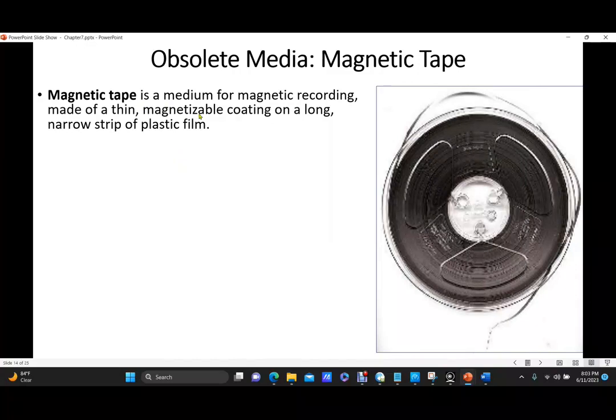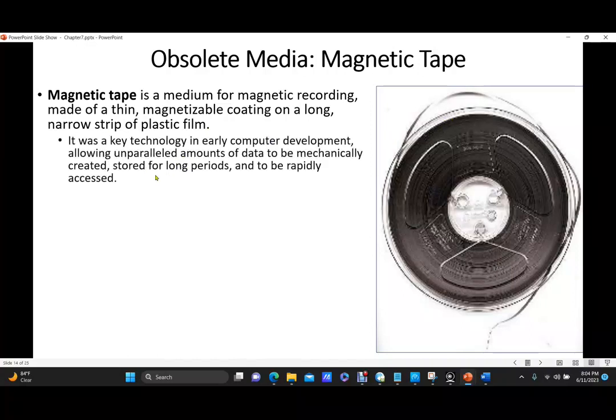Magnetic tape is a medium for magnetic recording made of thin magnetizable coating on a long, narrow strip of plastic film. It was a key primary technology in the early computer development, allowing huge amounts of data to be mechanically stored, created, stored, and reread, rapidly accessed.